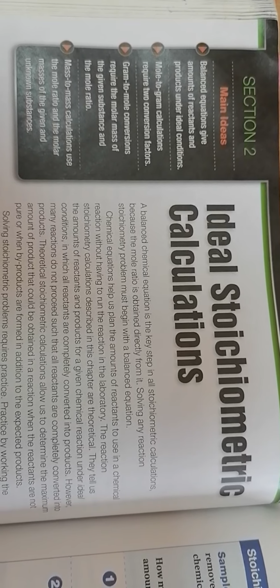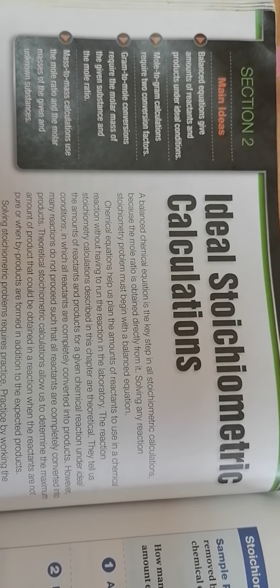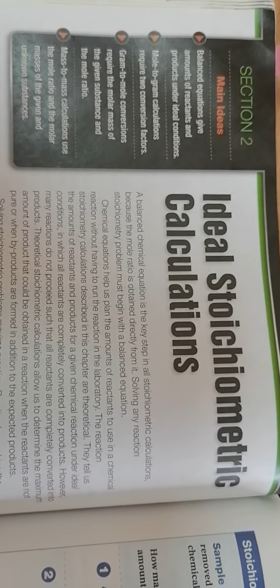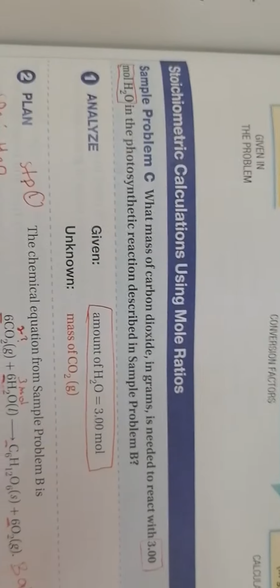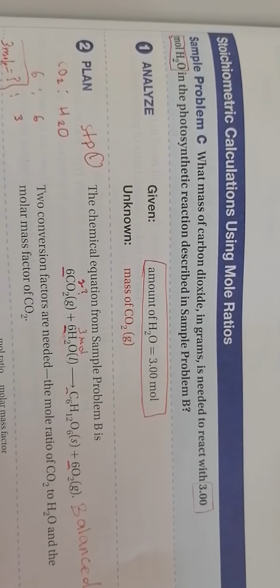Today, we're going to continue with Chapter 9, Section 2, Ideal Stoichiometric Calculations. Today, we're going to solve an example on page 291. Okay, let's all open on 291. Okay, and this is example problem C.